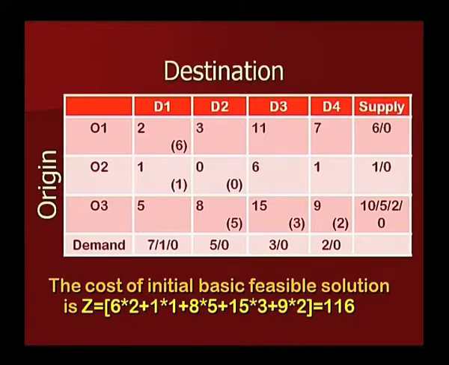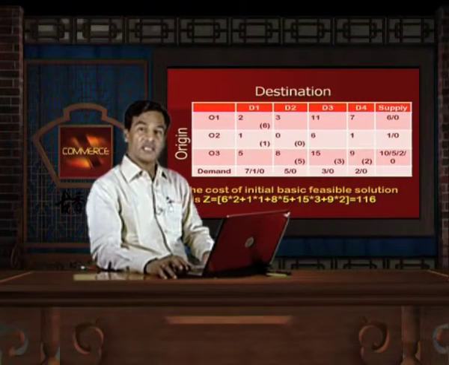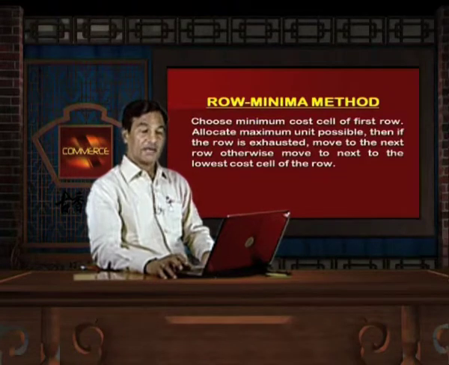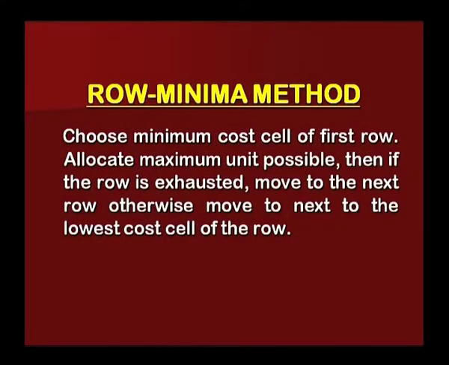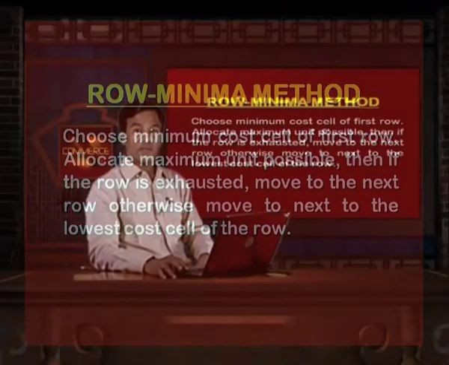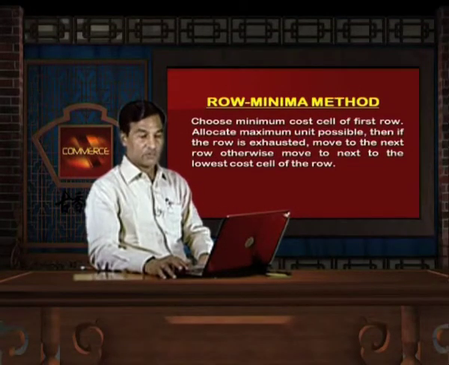It is 116. Now, we will discuss the second method, that is the row minima method. Choose the minimum cost cell of the first row and allocate the maximum units possible. Then if the row is exhausted, move to the next row; otherwise move to the next lowest cost cell of the row. We will discuss the row minima method by taking the example as follows.